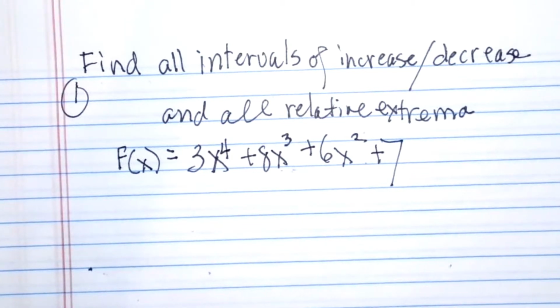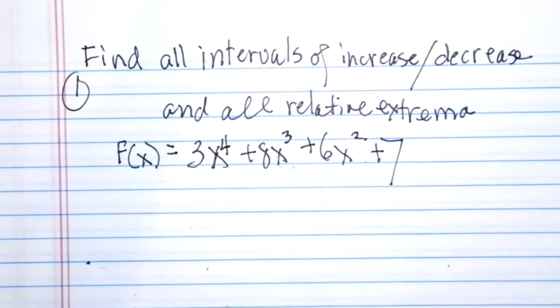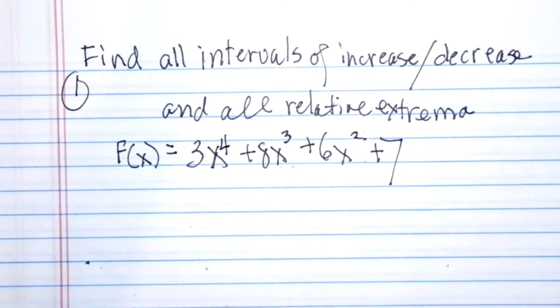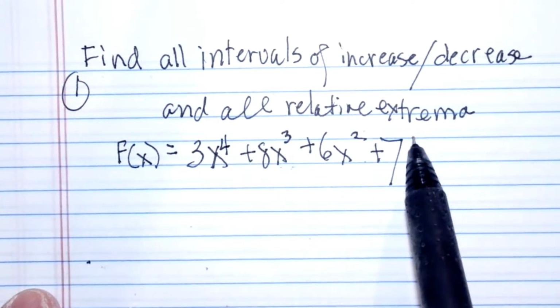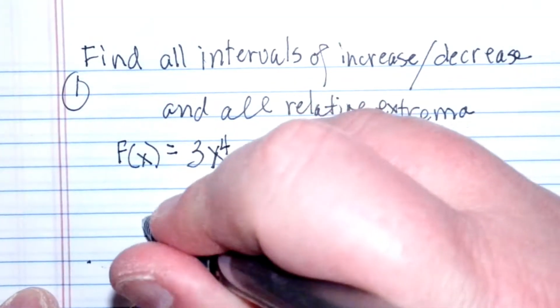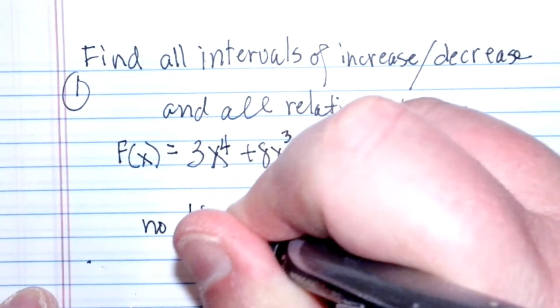So now we're ready to look at an example of using the first derivative test for extrema to find intervals of increase and decrease and relative extrema. So here's our function, 3x to the fourth plus 8x cubed plus 6x squared plus 7. The first thing we want to look for is discontinuities. Well, this function is a polynomial, so there are no discontinuities.